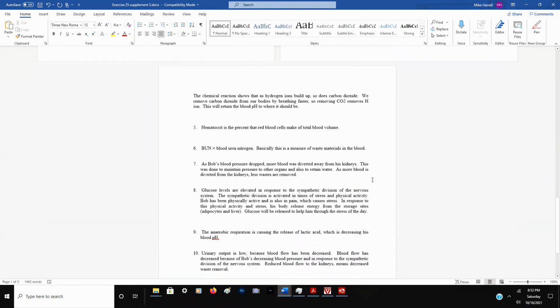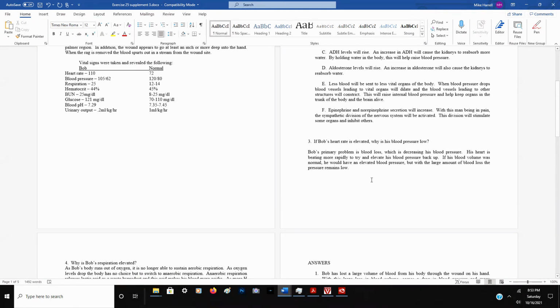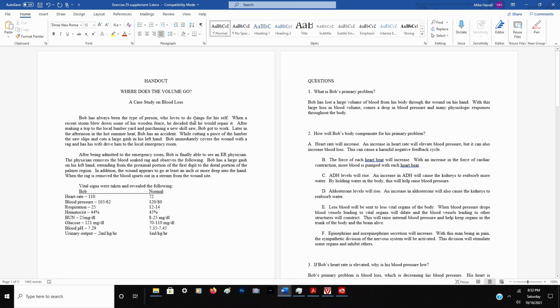So there's a little bit more on your answers over here to the side or whatever, but just a little short case study right there on blood volume loss, and of course some things you see in response to it. So we'll continue with blood after this.